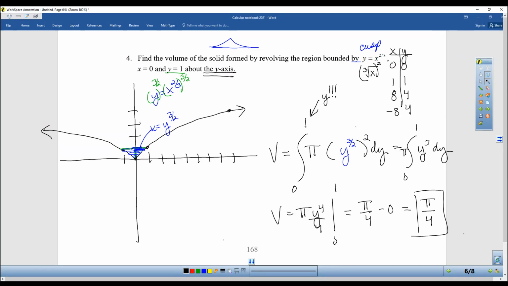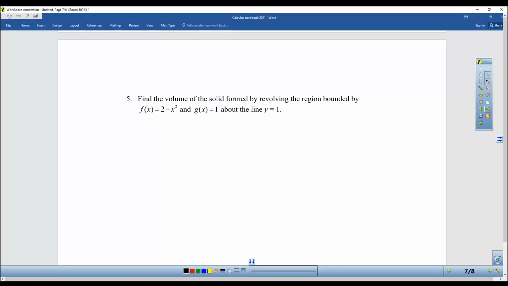All right, let's do another one. 2 more. Find the volume of the solid formed by revolving the region bounded by, oh, we've done this one before, right? 2 minus x squared, and g of x is equal to 1. About the line y is equal to 1. So we're not going about the x or y axis this time. So as usual, they get more complicated.